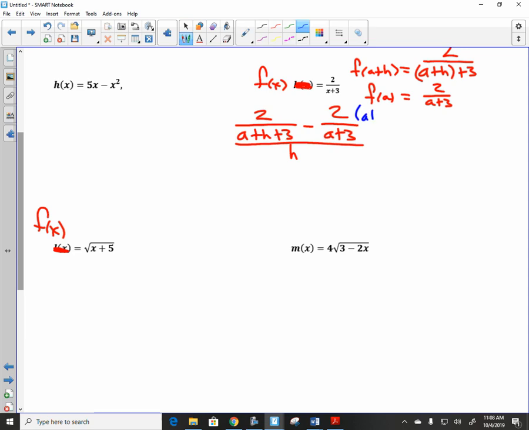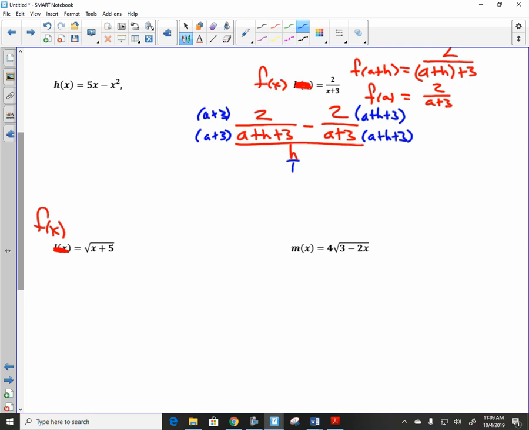Multiply this side by a plus h plus 3 over a plus h plus 3, and this side by a plus 3. You see, we have a complex fraction. Remember earlier this year, we did a worksheet on complex fractions? It was to prepare you for this moment, so that we can do this correctly. We make one fraction in the numerator. We have one fraction in the denominator. It's h over 1.